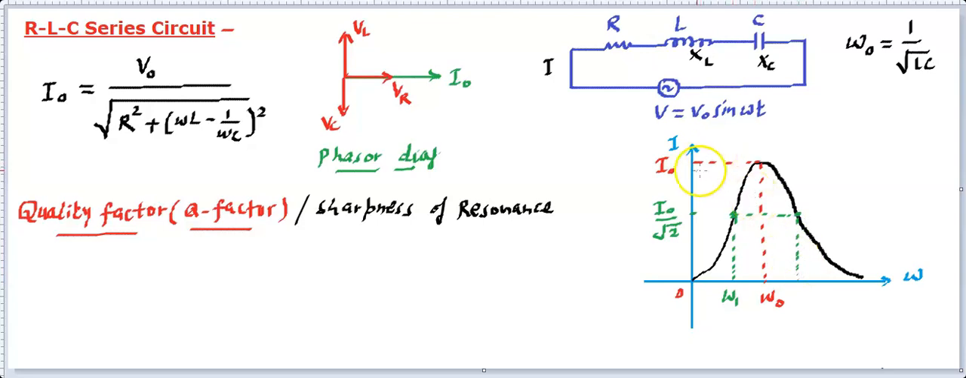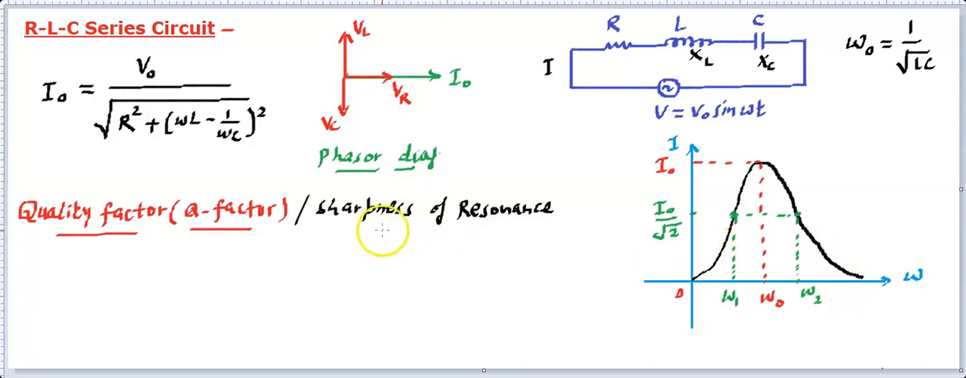In fact, for any current which is less than the peak current, you will find that there will be two frequencies existing, because this graph goes up and comes down. So for every value there will be two omegas existing. One will be less than omega naught, that means one will be for capacitive nature, one will be for inductive nature.